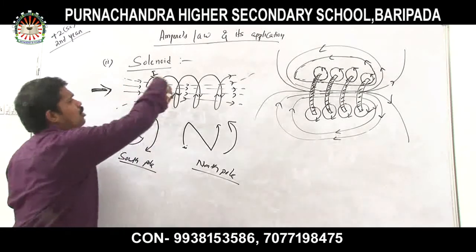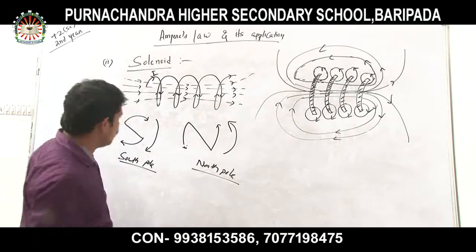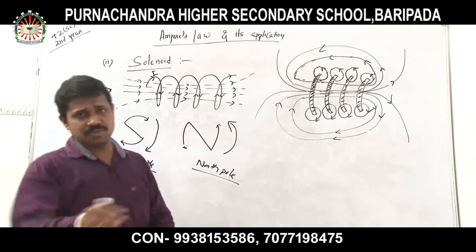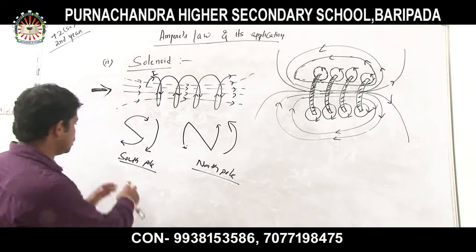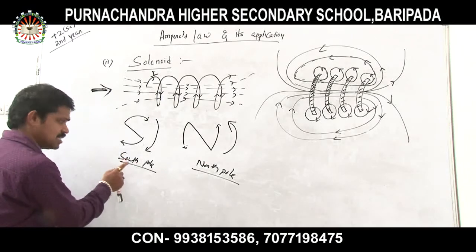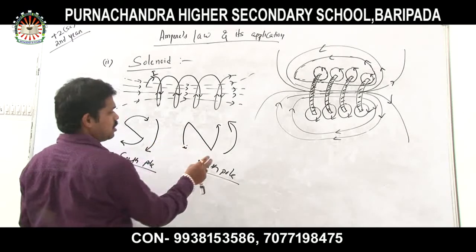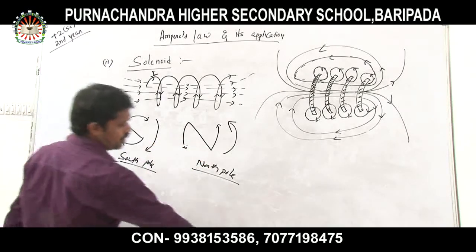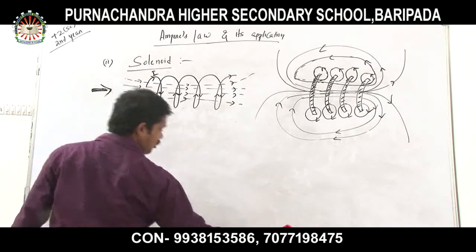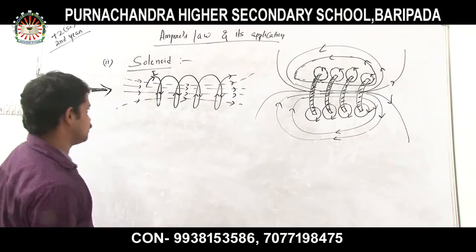If this is the south pole, then obviously the other end is the north pole, and if it is the north pole, the other end is the south pole, and vice versa. Clear, all of you? So this is how you can know. Current flowing clockwise, you take it as south pole. Current flowing anti-clockwise, you take it as north pole. Okay, so in this way you can find out the polarity of a solenoid.